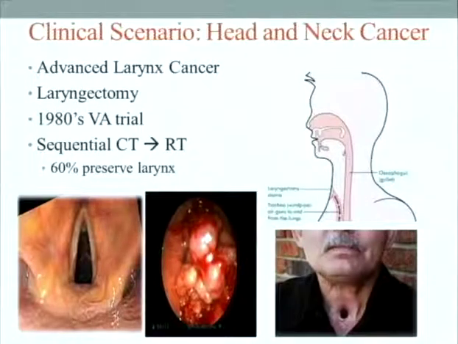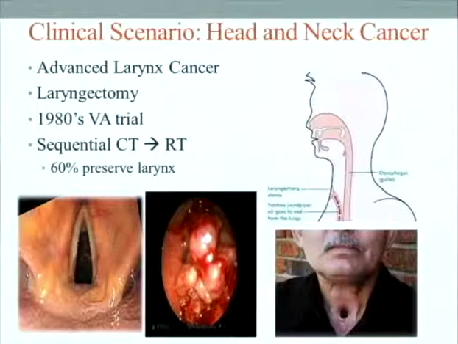The other concept that I wanted to emphasize was combined modality treatment, and I use head and neck cancer as an example of that. For advanced larynx cancer, the traditional treatment was laryngectomy, where the patient would lose their voice box and be left with a stoma. This is an example of a normal larynx, and this is a larynx tumor. Patients typically present with hoarseness, sore throat, and difficulty swallowing.